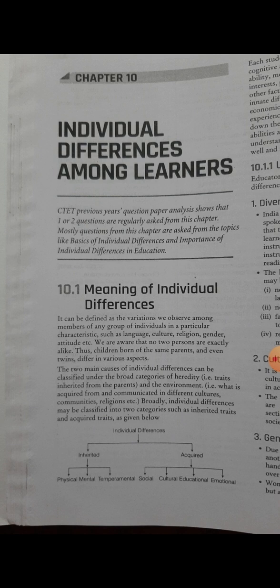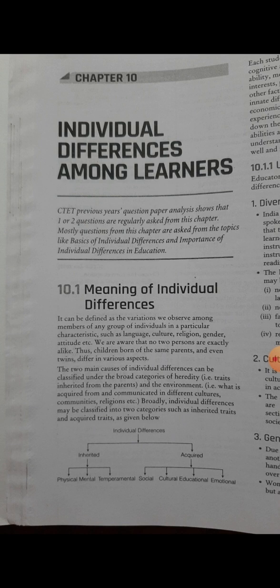It can be defined as the variations we observe among members of any group of individuals in a particular characteristic such as language, culture, religion, gender, attitude, etc. We are aware that no two persons are exactly alike. Thus, children born of the same parents and even twins differ in various aspects.